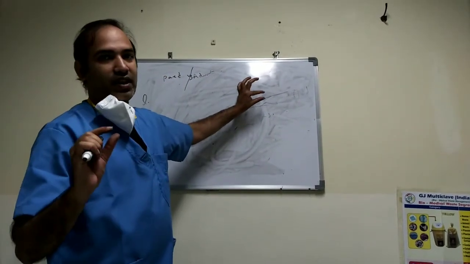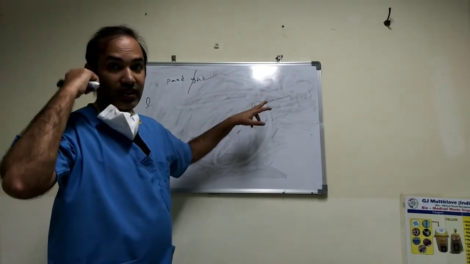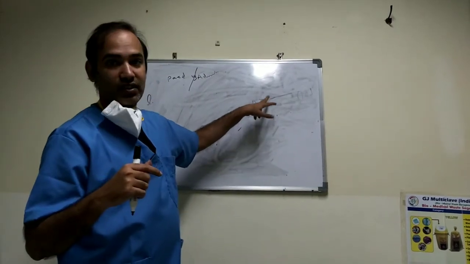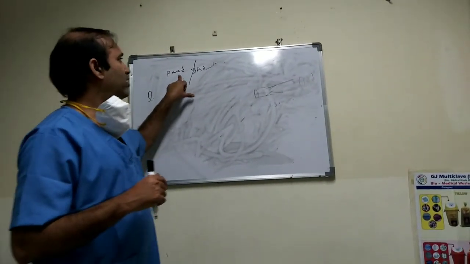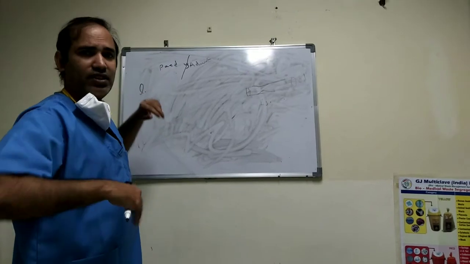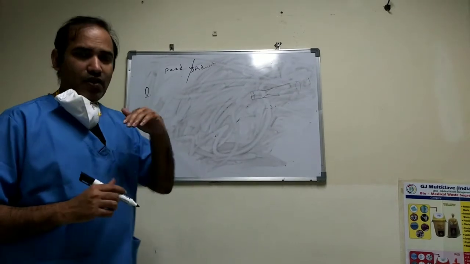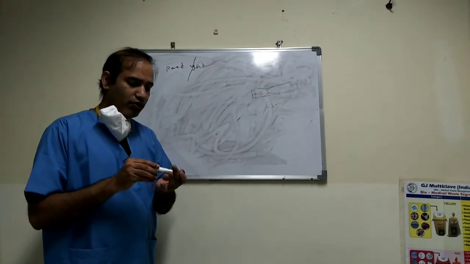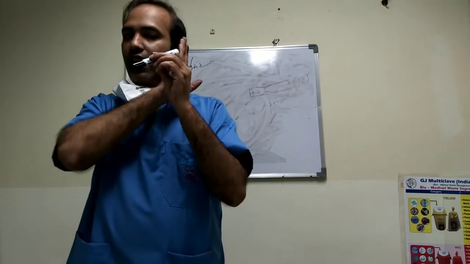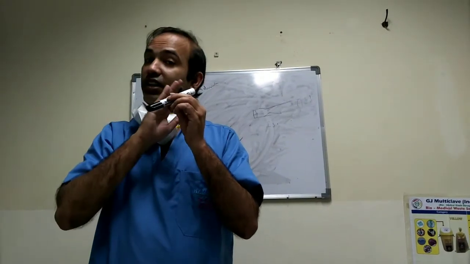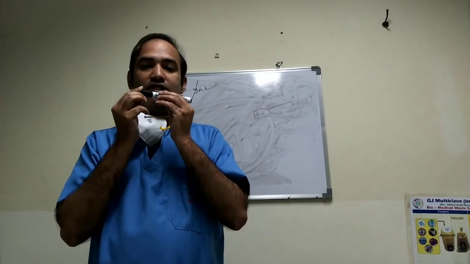So this is the narrowest part. You have one more isthmus in the external auditory canal also. Any narrowed part you can call an isthmus. So the length in adults is 36 mm, and in pediatrics half, that is 13 to 18 mm. One more important point: if this is my Eustachian tube, the angle is 45 degrees in adults and only 10 degrees in children.